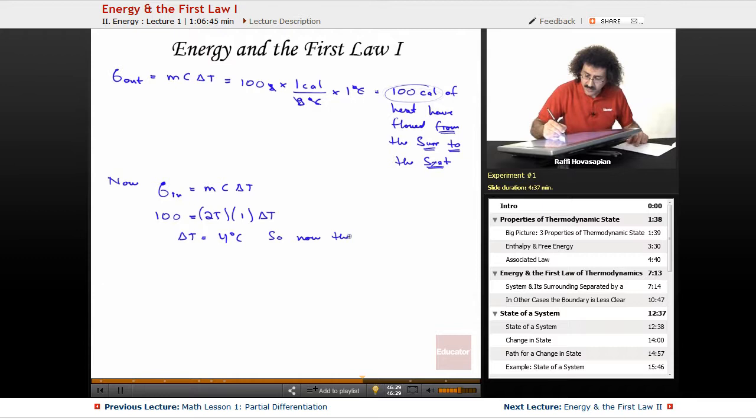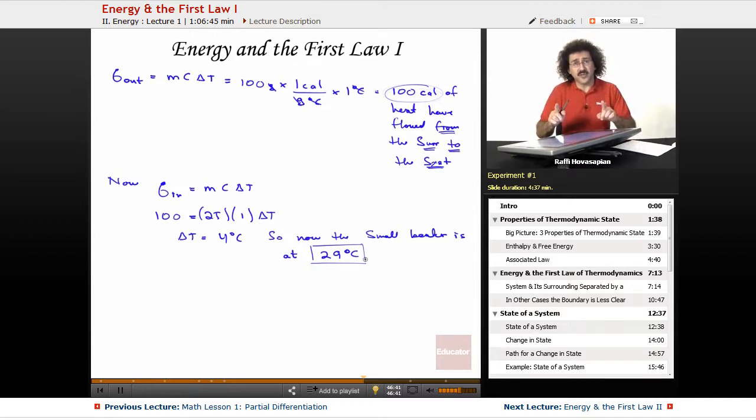So now the small beaker of water is at 29 degrees Celsius. There was a 1 degree Celsius drop in the surroundings, and now the beaker is at 29 degrees Celsius. That's our first experiment. We took a small beaker and raised it from 25 degrees to 29 degrees by a flow of heat.